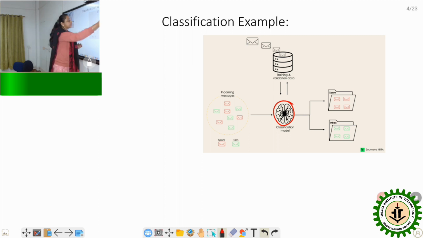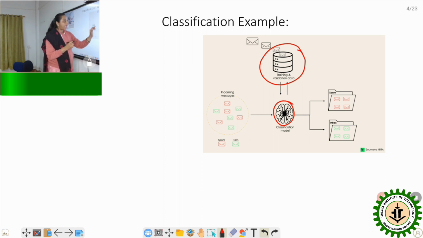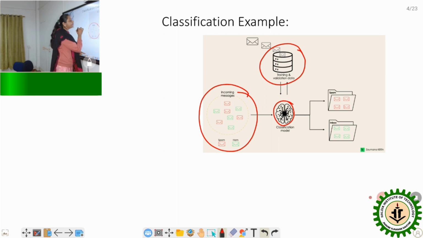Before that, this classification model is first trained using some training data set. After training, the model is validated. And after the validation, whenever new messages come in, they are passed through the classification model, and the class is decided: whether the incoming message is a spam message or a normal message. This is an example of a classification problem.